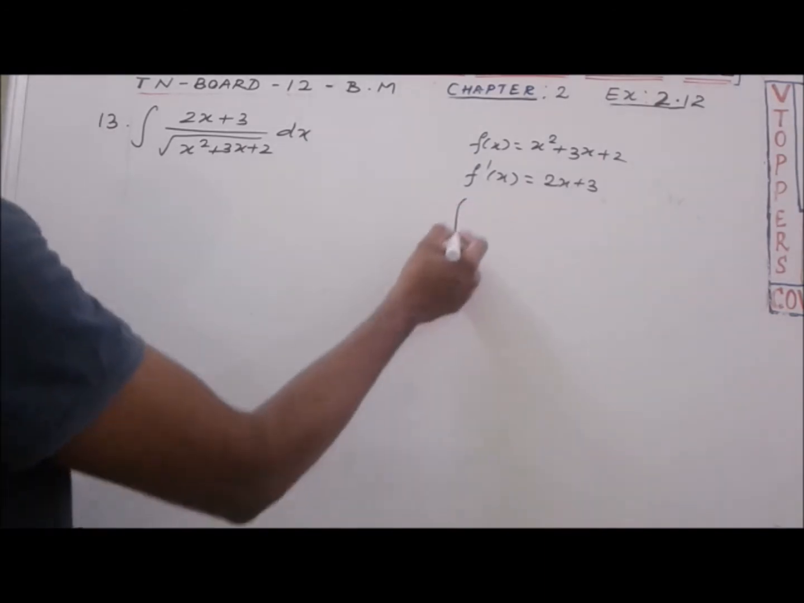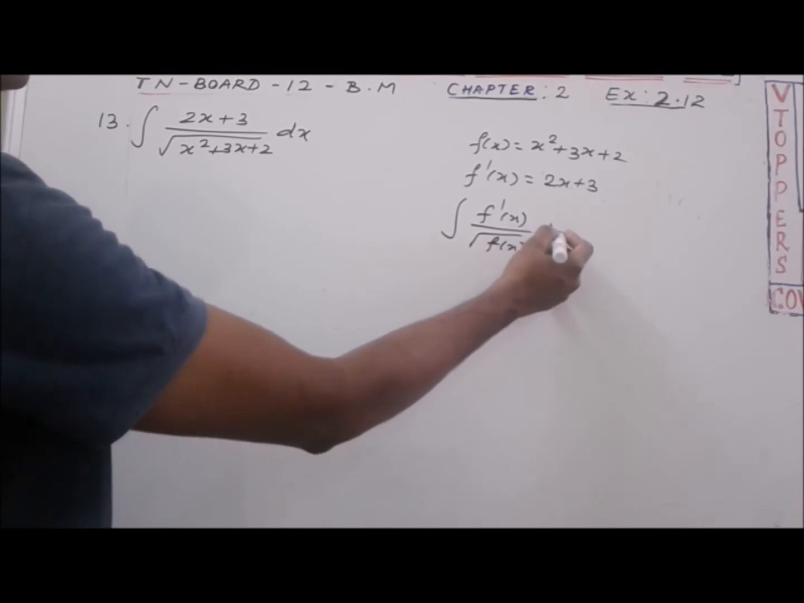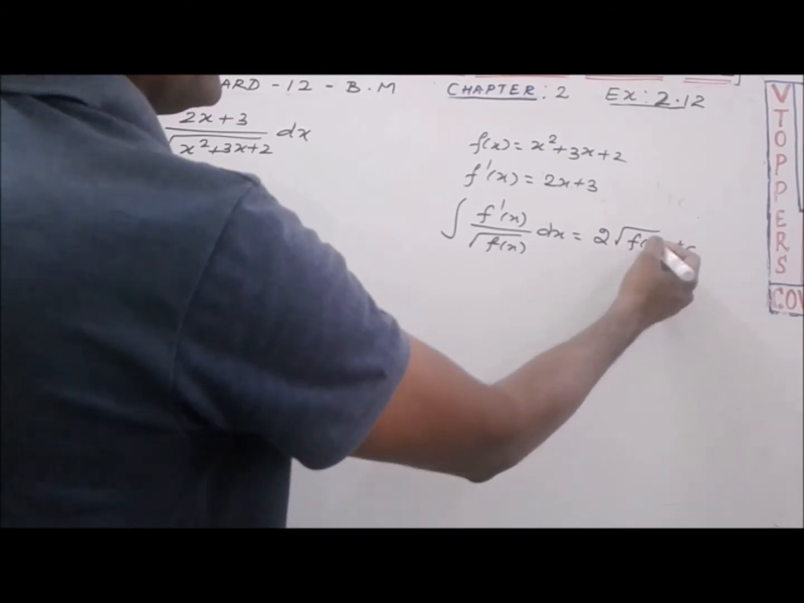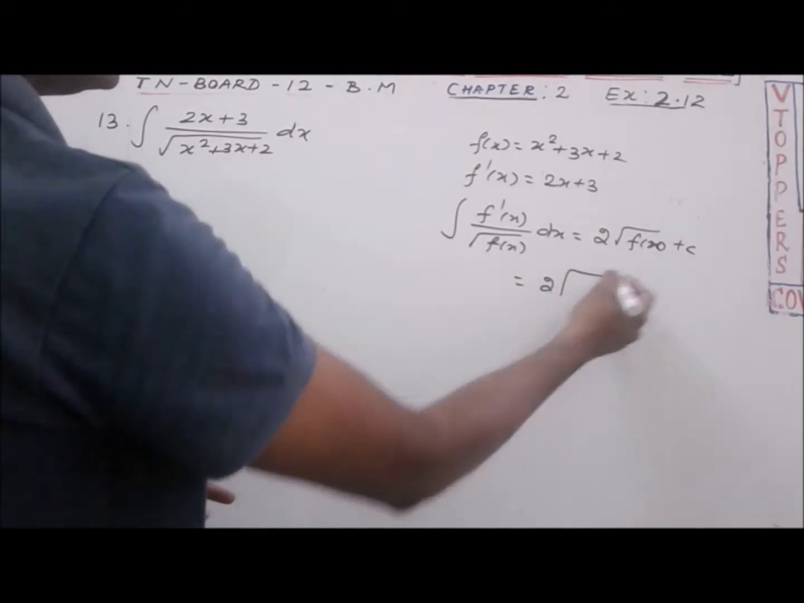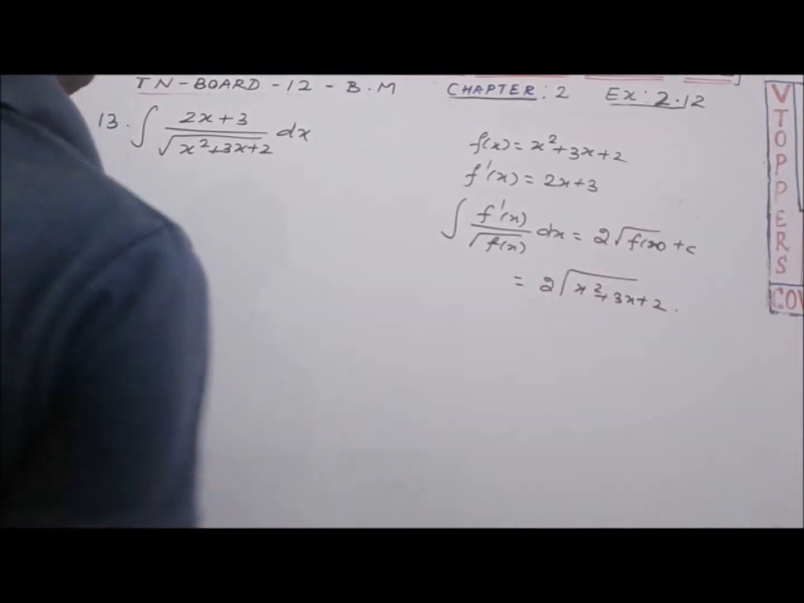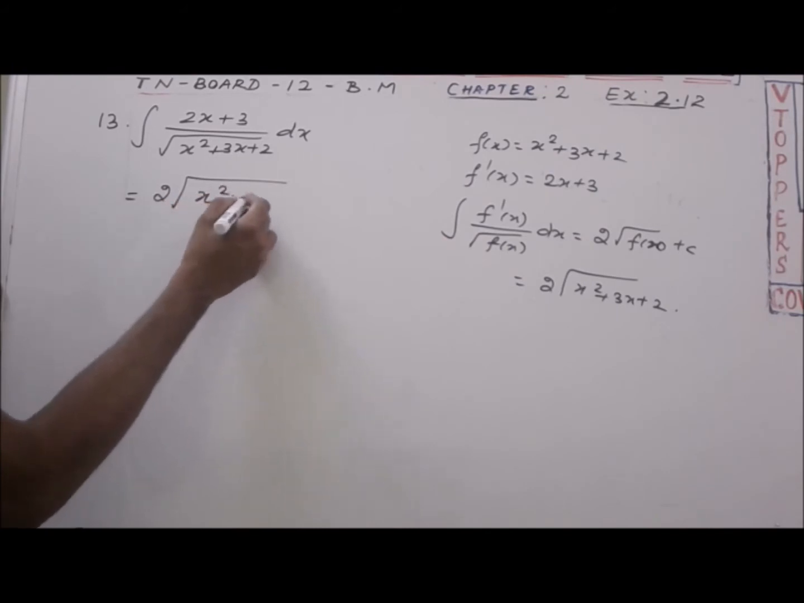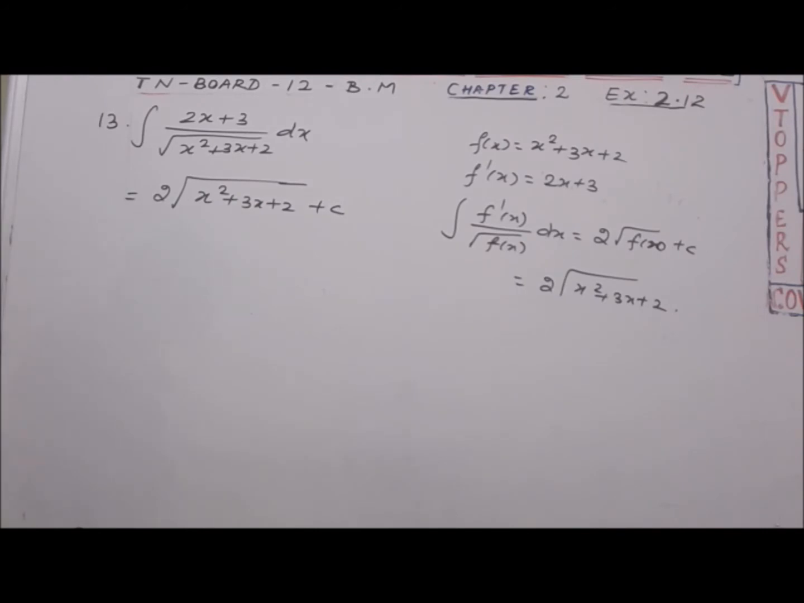The derivative of f of x is present in the numerator. So this is in the form of integral f dash of x divided by root of f of x into dx. For this we have the formula 2 times root of f of x plus c. So substituting in the above formula, which is equal to 2 times root of x square plus 3x plus 2 plus c. So for question number 13, the option is B, 2 into root of x square plus 3x plus 2 plus c.